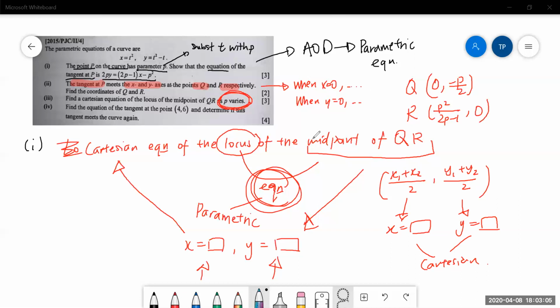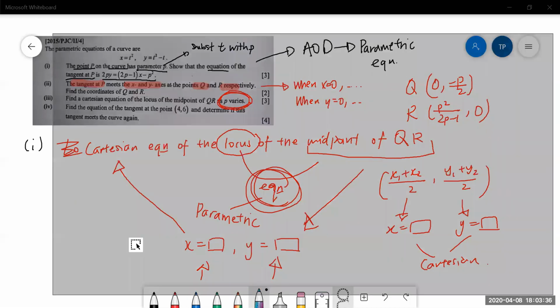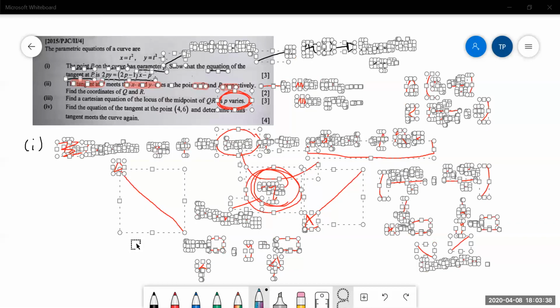Do I need to go through part 4? Oh, wait, actually, no need. It's just differentiate it, right? Find the equation of the tangent at that point. So for that one, you can just substitute it in, right? 4 and 6. Then whether it meets the curve again, so you have to substitute it in. Yes, correct.